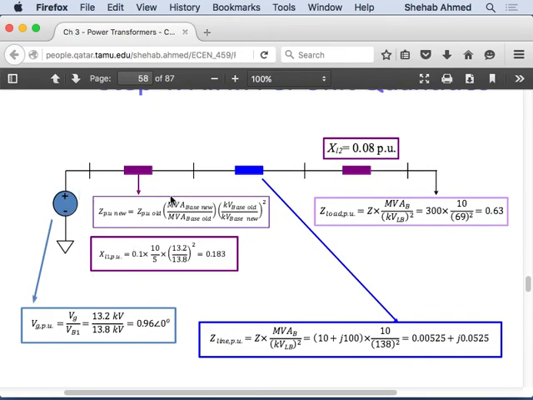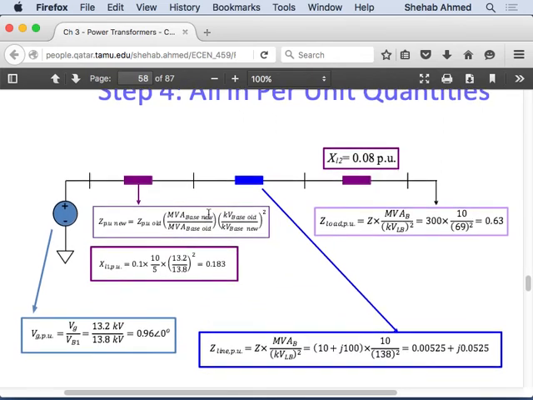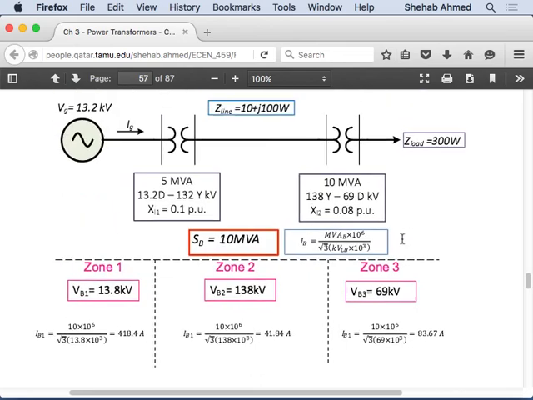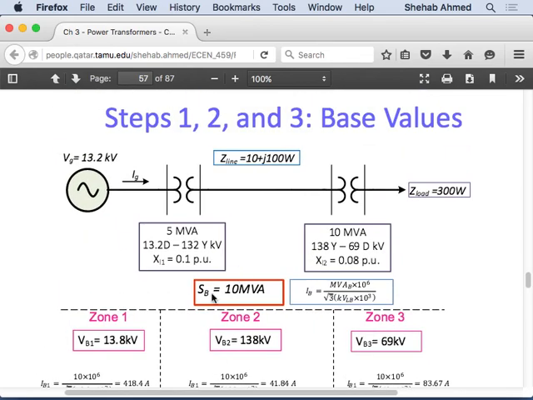We go through the same process we went through before, the same change of base equation that we used. Why do we use the change of base equation here? Because the power base was chosen to be what? Not 13.2. 10 MVA. So the power base was chosen to be 10 MVA, and this transformer's per unit value was given using a different power base, right? So I have to do the change of base, right?